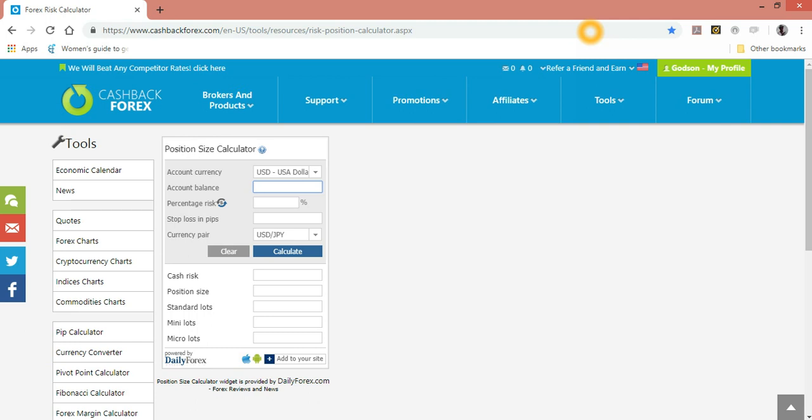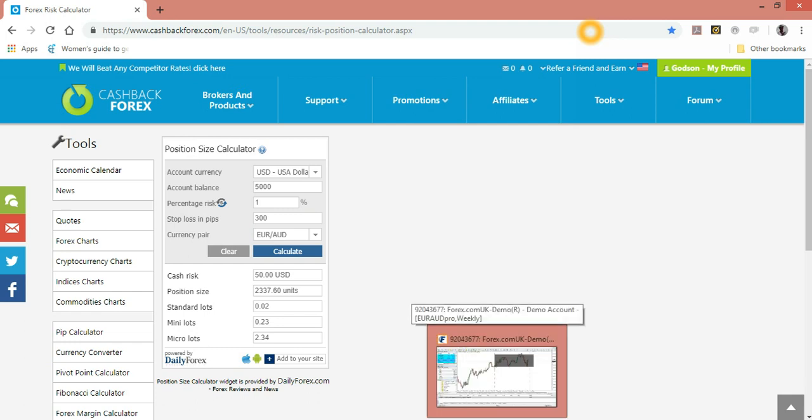Let's say I have an account with $5,000. I will enter $5,000. I only want to risk 1%. Let's say my stop loss is 300 pips. The pair that I'm trading is the euro versus Australian dollar. And then I press the calculate button. What it will do is calculate for me my position size, so that I only risk 1% of my account. So it is telling me that my position size whenever I trade should be 0.02. So I needed to determine that.